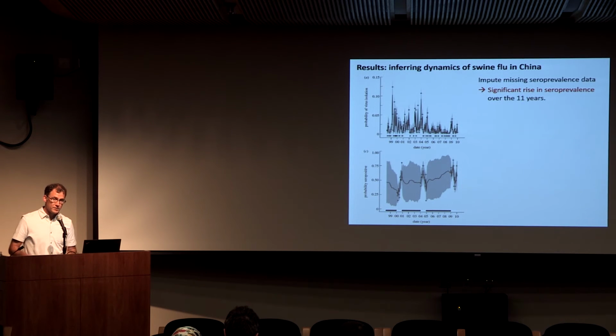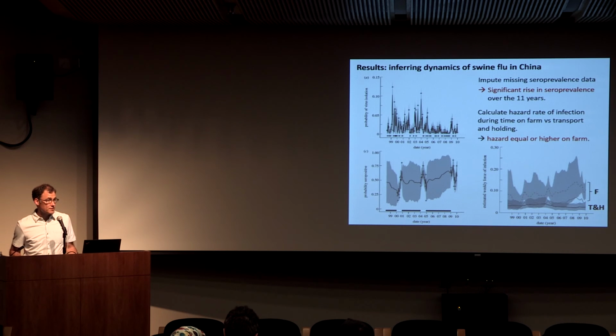So what do we learn from this in sort of big picture terms? By filling in these gaps and imputing the missing seroprevalence data, we can actually identify that there is a significant rise in seroprevalence over this 11-year period. So rather than the disease declining, as the straight virologic data seem to show, we're actually seeing more pigs have been exposed to influenza by the time they get to the slaughterhouse.